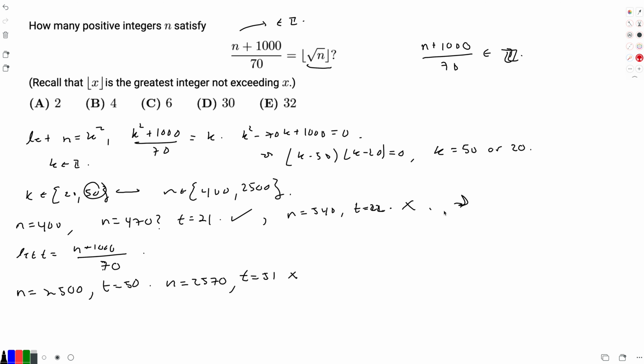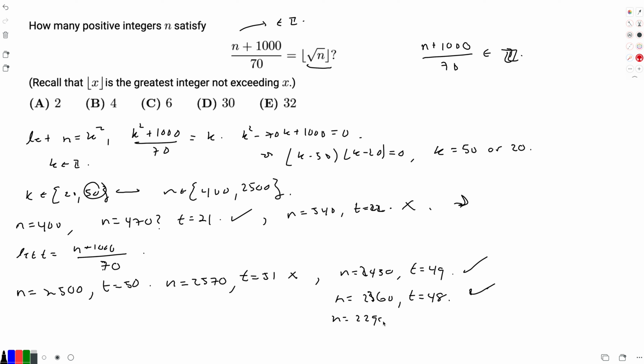Now that this is done, we still have to move backwards. What happens when n is equal to 2430? Then t is equal to 49. That means 49 squared is 2401, so this is going to floor down to 49. So this is good. Let's go down to n equal to 2360, and then t is equal to 48. 48 squared is 2304 and 49 squared is 2401, so this is going to floor down to 48. This is good. Then n is equal to 2290.